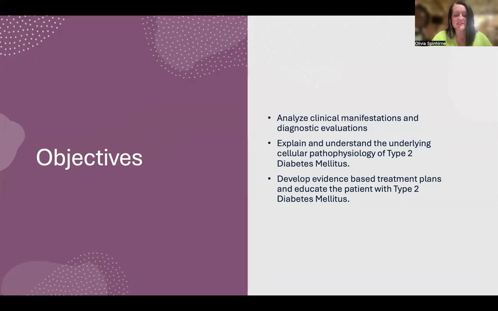By the end of this presentation, you'll be able to do three things. Explain the cellular level pathophysiology of type 2 diabetes, analyze clinical manifestations and diagnostic tests for evaluation, and develop an evidence-based care plan that incorporates lifestyle, pharmacological therapies, and multidisciplinary support. These objectives were written using Bloom's taxonomy to ensure a higher level of learning.